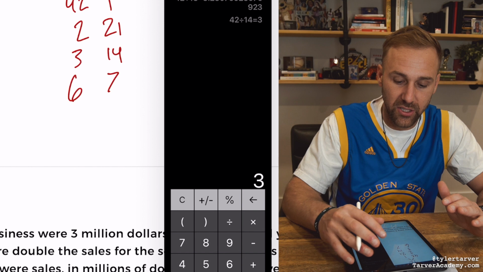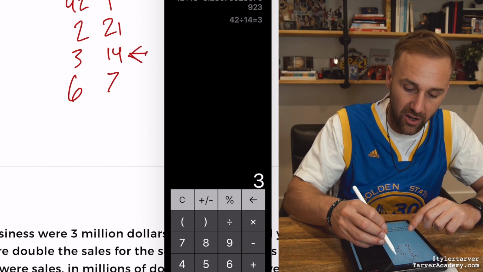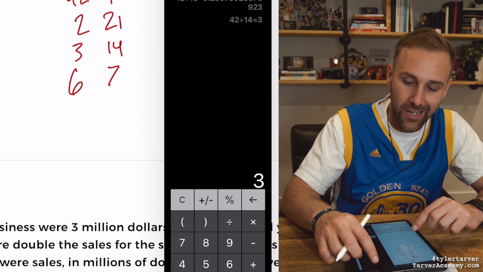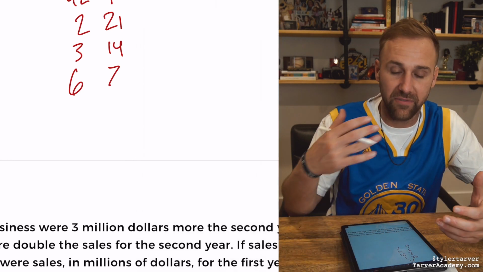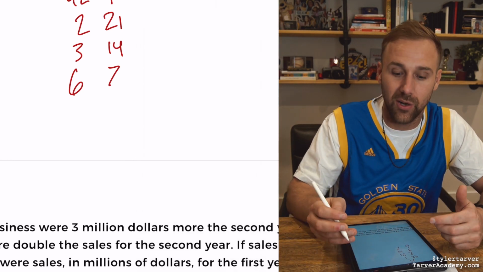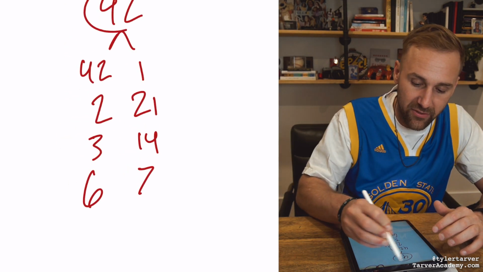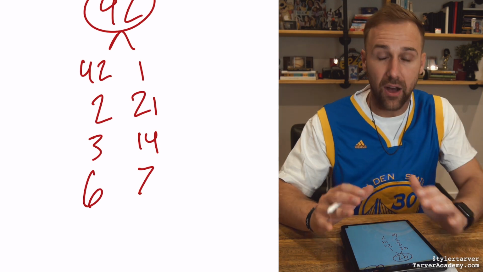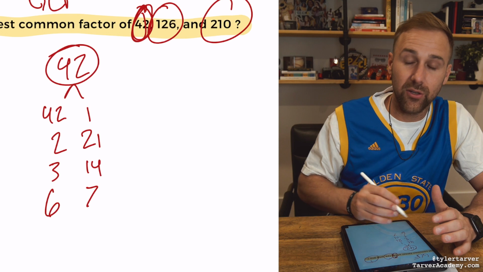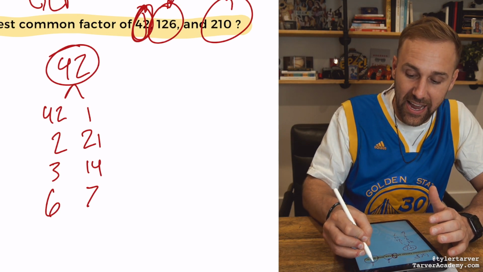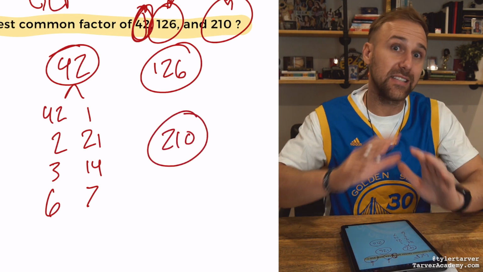Here's a trick. Once you start seeing numbers that you've already gotten on the other side, you know you've used your options. If I went up to 15, 16, 17, once I get to 21 it's gonna work, but the other ones aren't. So for 42, we have 8 options. Now my goal is to see which is the largest number out of those 8 that goes into 126 and 210.